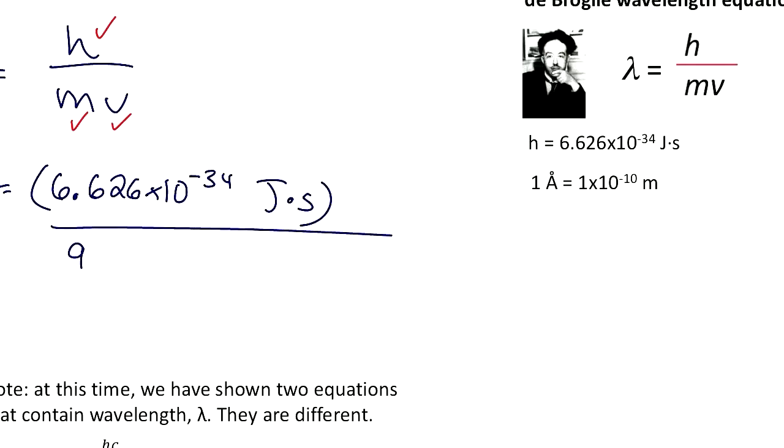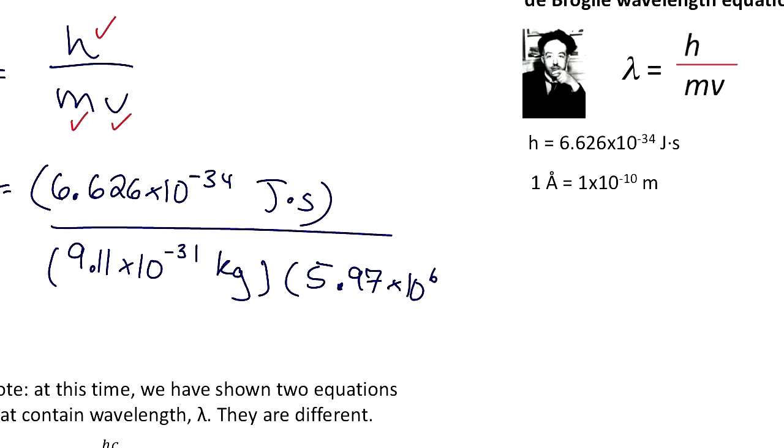Mass, 9.11 times 10 to the negative 31 kilograms. And then velocity, so almost 6, 5.97 times 10 to the 6 meters per second. So I'll remind you that a joule is a kilogram meter squared over seconds squared. And then we're multiplying that by a second here. So this whole unit looks like this.